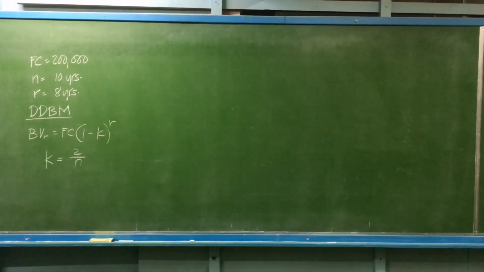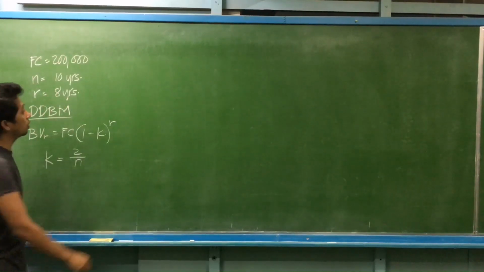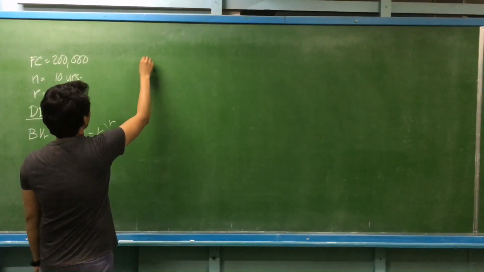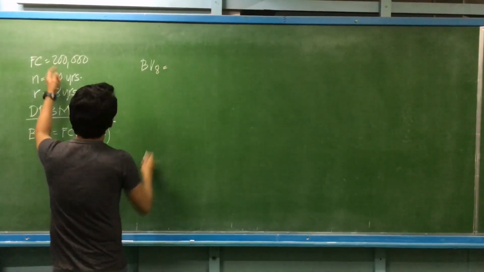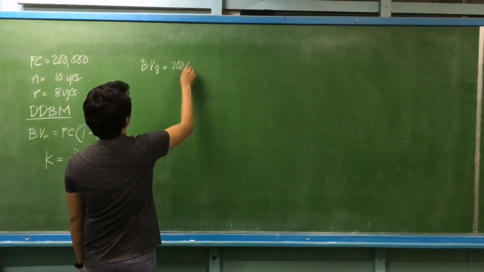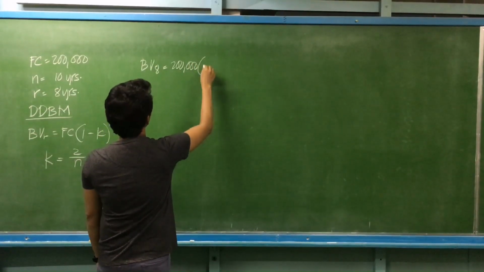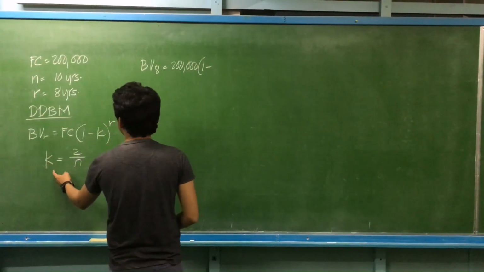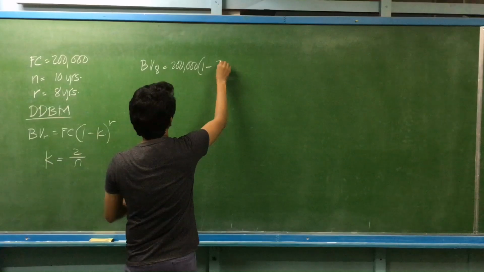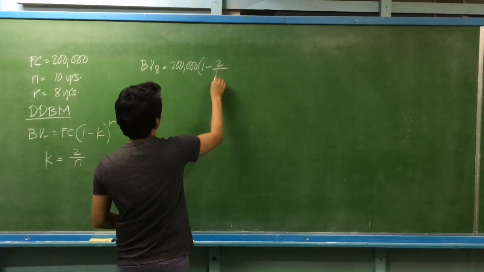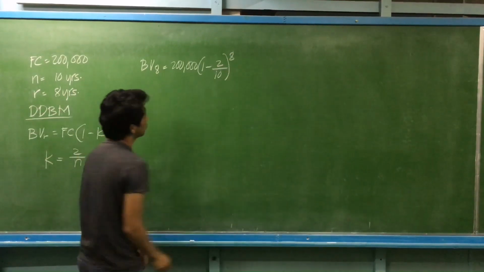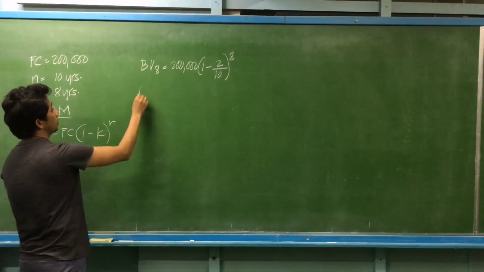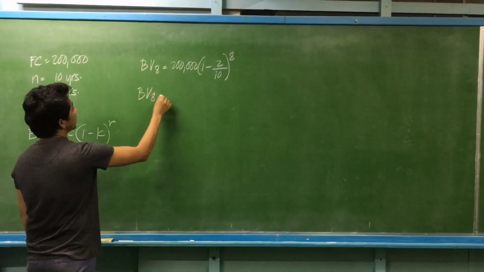So kung i-compute natin daw yung book value on the 8th year, we have book value number 8 is equal to, yung given na first cost, 200,000, multiplied by 1 minus, what is the rate of depreciation? That is double the useful life, 2/10, raised to 8. So ang hinahanap natin is book value after 8 years.